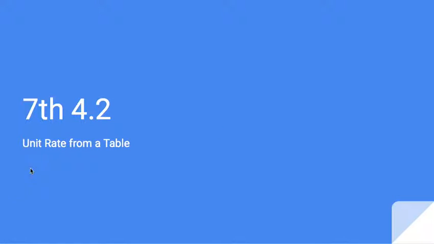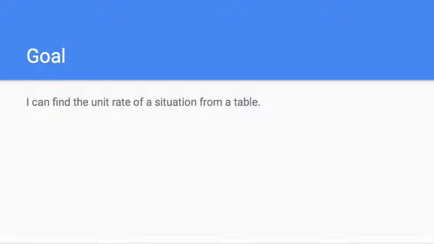Today we're going to look at 7th grade lesson 4.2, finding unit rates from a table. This is going to be page 4 in your notebook. So the goal is, I can find the unit rate of a situation from a table. And let's just jump right in.